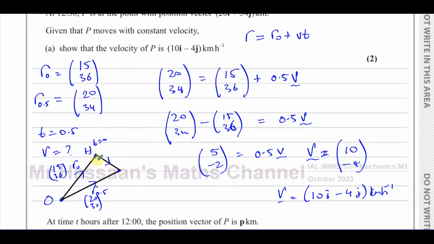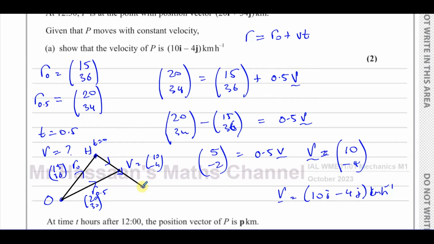Okay, so velocity is measured in kilometers per hour. We found this when we subtracted these two: 5 minus 2. But velocity is measured per hour. This is half an hour, so in 1 hour it's going to go twice that distance. So the velocity vector is actually this whole from there to there. That's just half the velocity. So that's the velocity vector, 10i minus 4j. From there to there, that's 10i minus 4j. That's the vector that takes you from here to here.